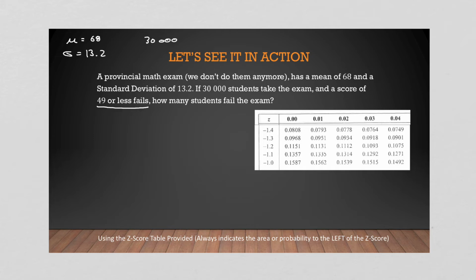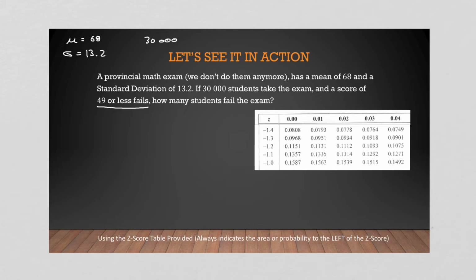Now, me, as an optimist, I don't really like talking about how many students fail. I'd rather focus on how many students pass. And we will see we can actually do that at the end of this. But we've got to focus on the left side of the tail, which in this case actually includes the fail side. So first, let's find our Z value.